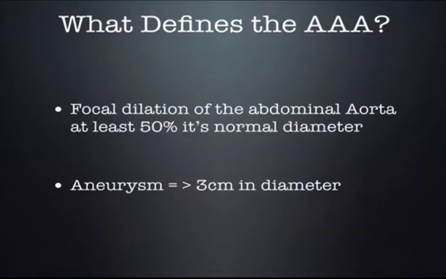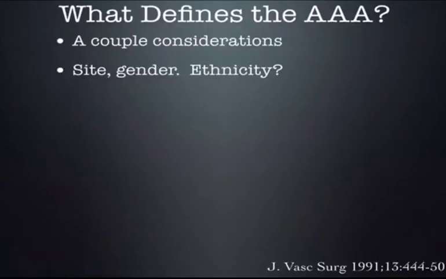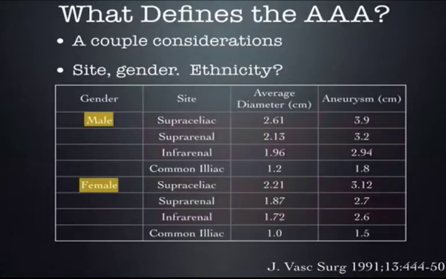So what defines a AAA? Well, that's a focal dilation of the abdominal aorta at least 50% or 1.5 times its normal diameter. The number that most people cite will be 3 centimeters, and that comes from this study right here, Journal of Vascular Surgery, 1991, where they actually looked at the average diameter of the 3 segments of the abdominal aorta in both males and females.